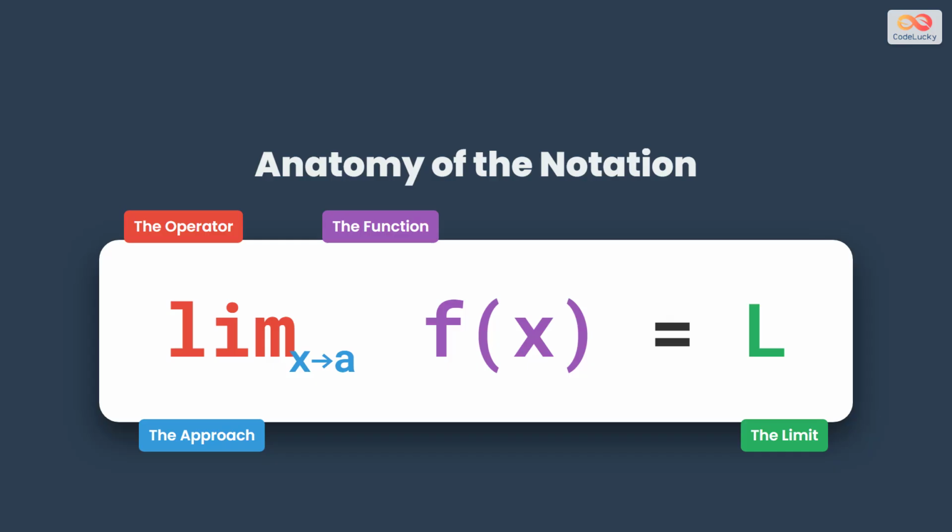Let's break down the notation into 4 parts. First, we have the operator lim, which tells us we are taking a limit. Second, we have x arrow, which tells us what the input is doing. Third, we have f of x, which is the function we are looking at. And finally, equals L, which is the result.